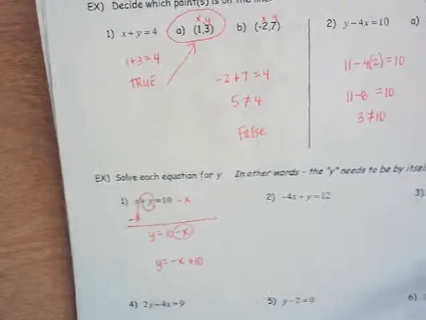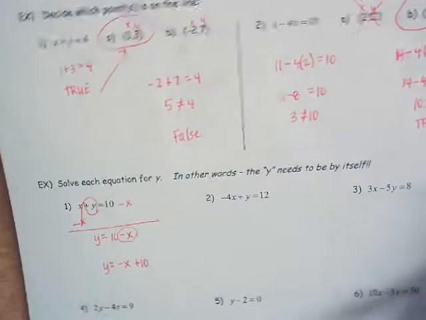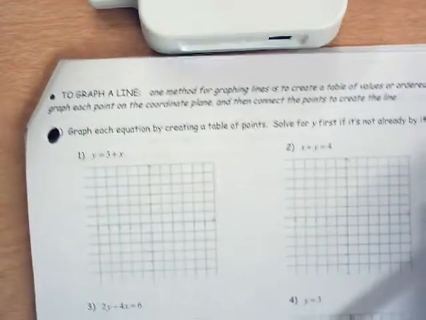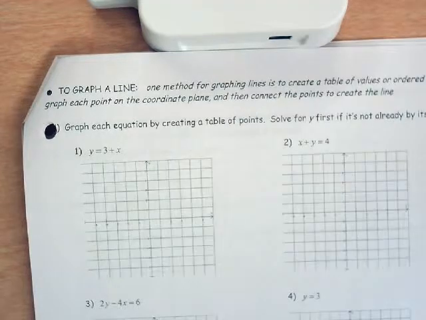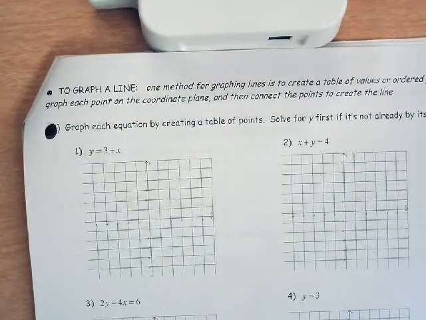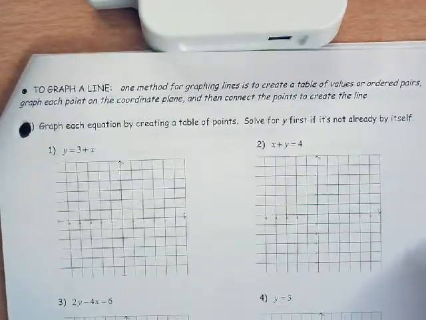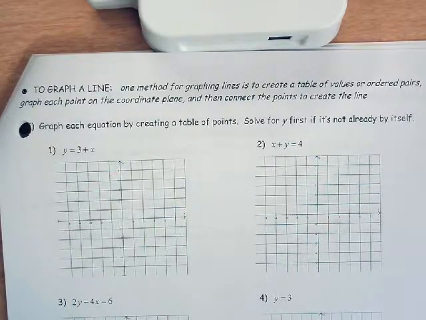Okay, and the rest of this part of the notes is something that we covered yesterday extensively. So we're going to skip over this, turn the page. We're going to talk about graphing a line. So one method for graphing lines is to create a table of values or ordered pairs. Graph each point on the coordinate plane and then connect the points to create the line. So we're going to graph each equation by creating a table of points.